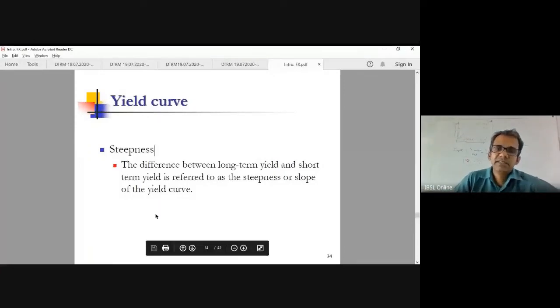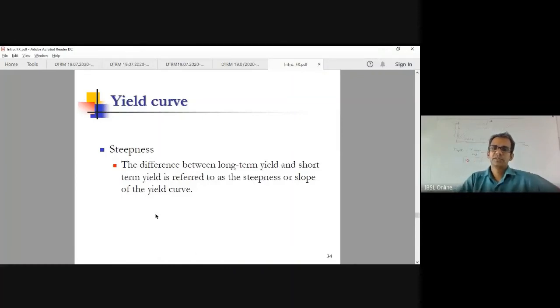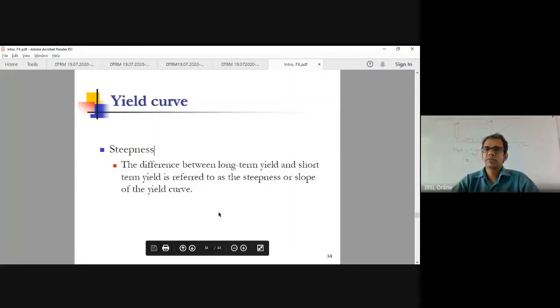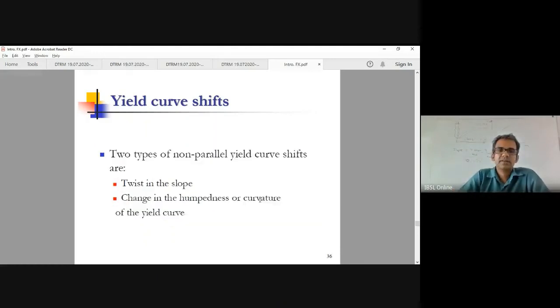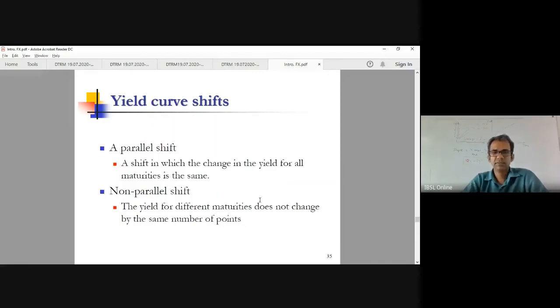So we measured it as the difference between long-term yield and the short-term, generally 10-year minus 2-year. But if you want, you can use some other tenors. Then, as I mentioned, the yield curve won't remain the same. It may change from time to time. So there are 2 basic types of changes of the yield curve. One we call a parallel shift. The second one we call a non-parallel shift.